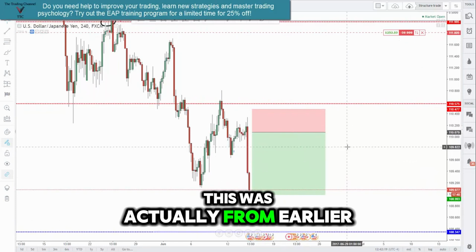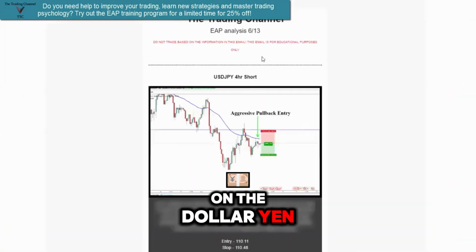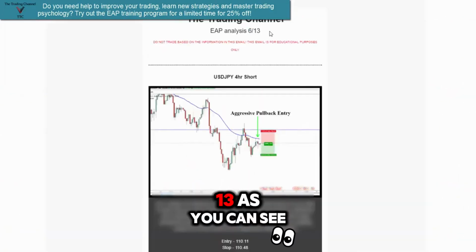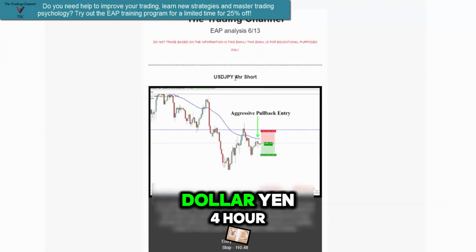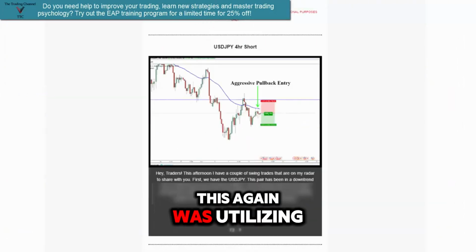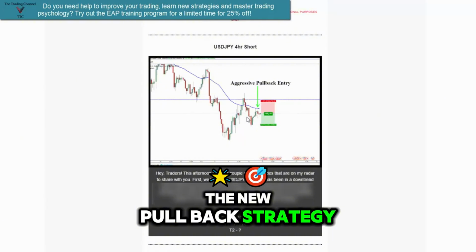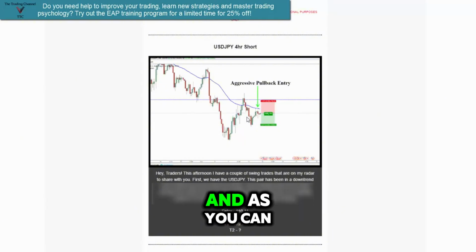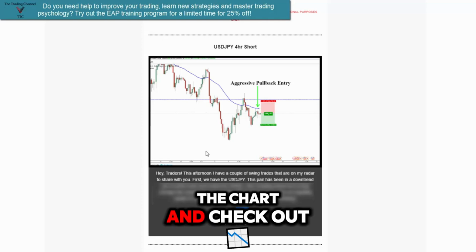This was actually from earlier this morning on the dollar yen. So here we are on email analysis for 6:13, as you can see. And we have another dollar yen 4-hour short trade. This again was utilizing the new pullback strategy that's available on the EAP members page. And as you can see, we have an entry at 110.11. And we'll head to the chart and check out that entry.